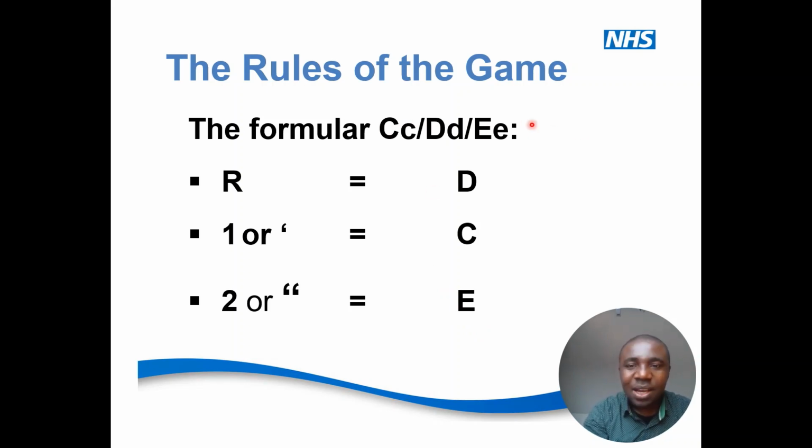C, D, E. You are not going to write big C, small c, no. Where there's no big C, that means you're going to write small c. Where there's no big D, that means it's going to be small d. Where there's no big E, it's going to be little e. So the formula is CDE. Okay? Now let's get to the next one.